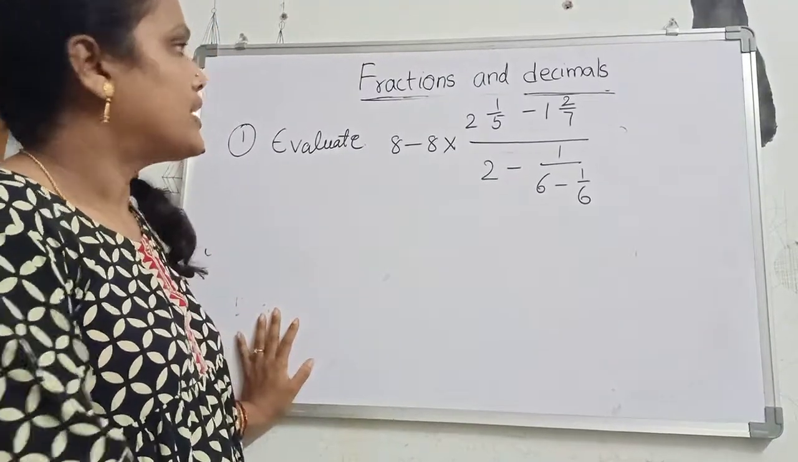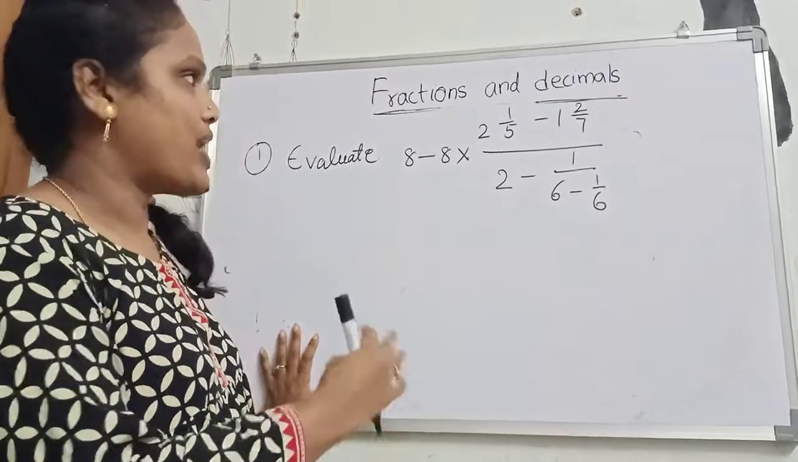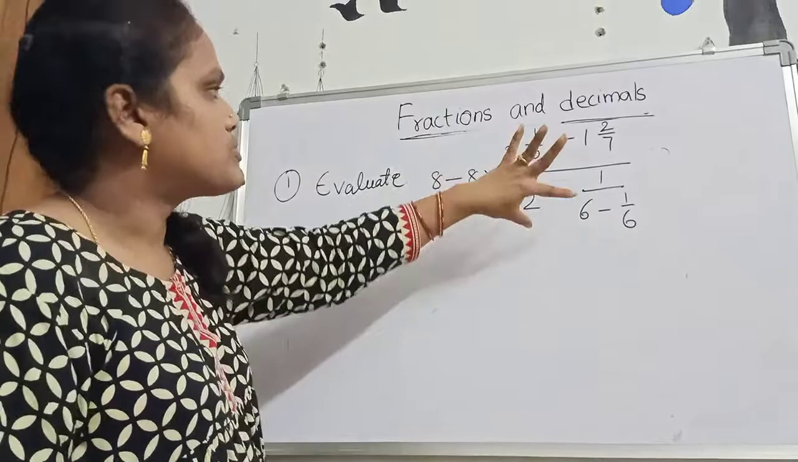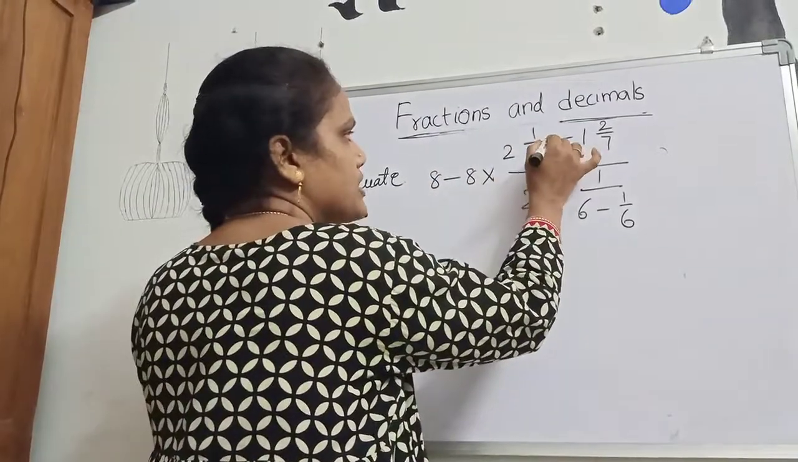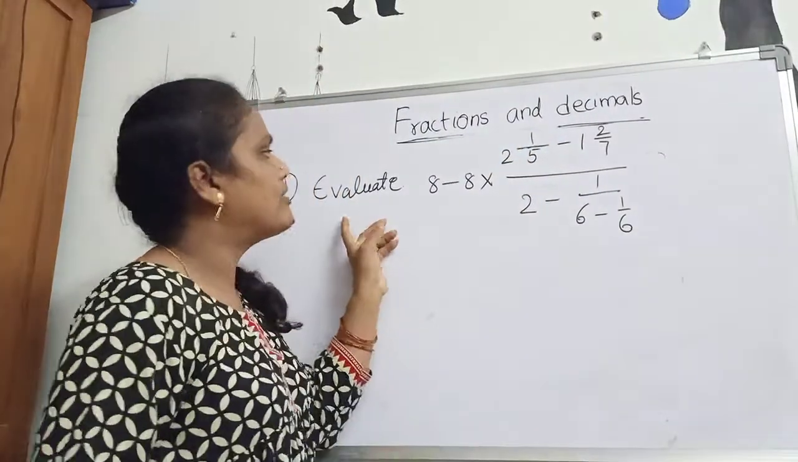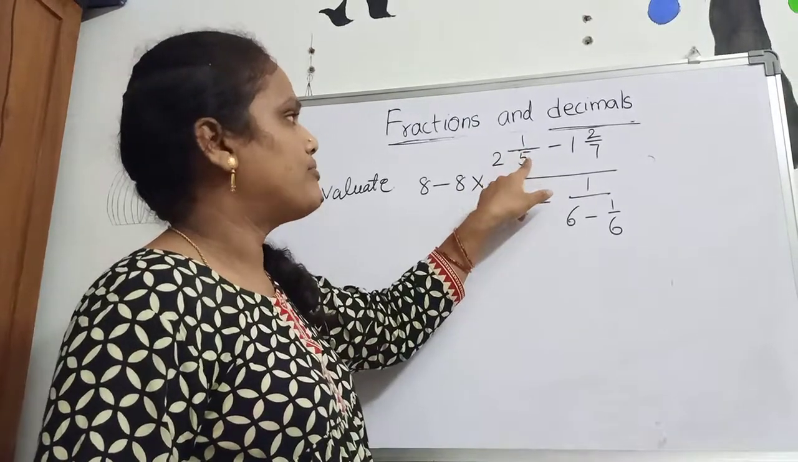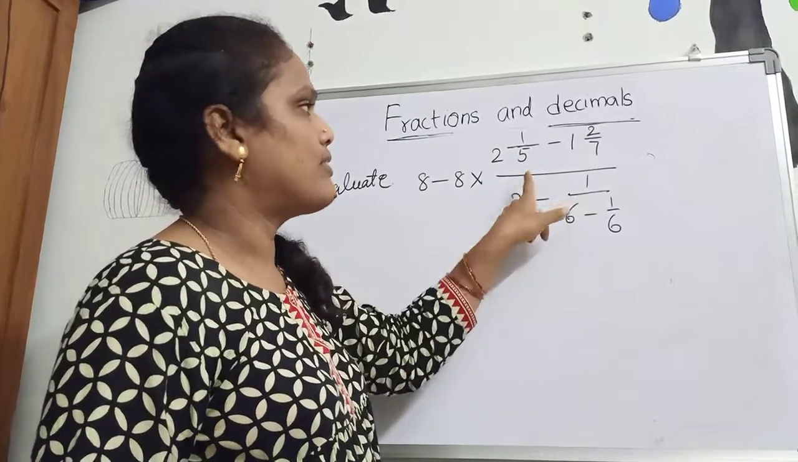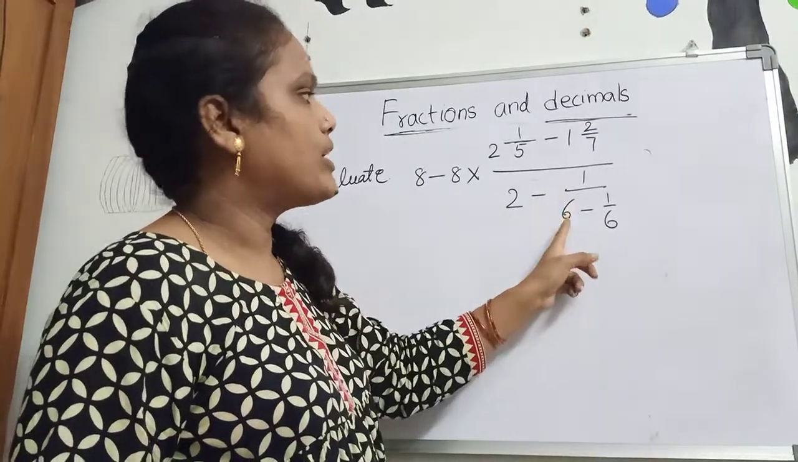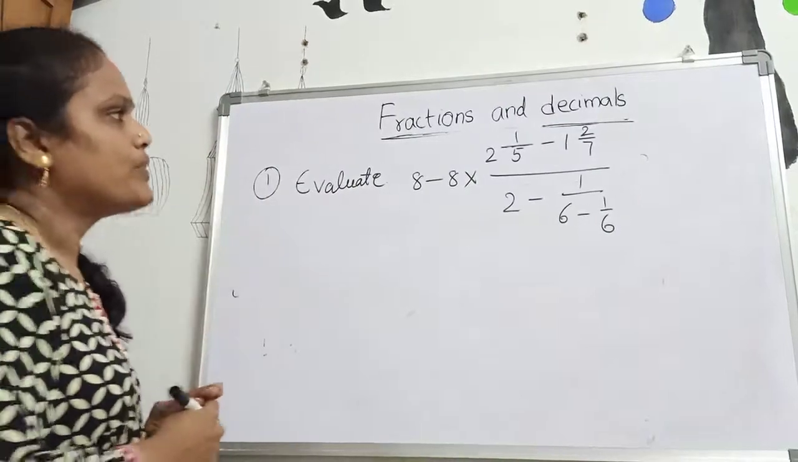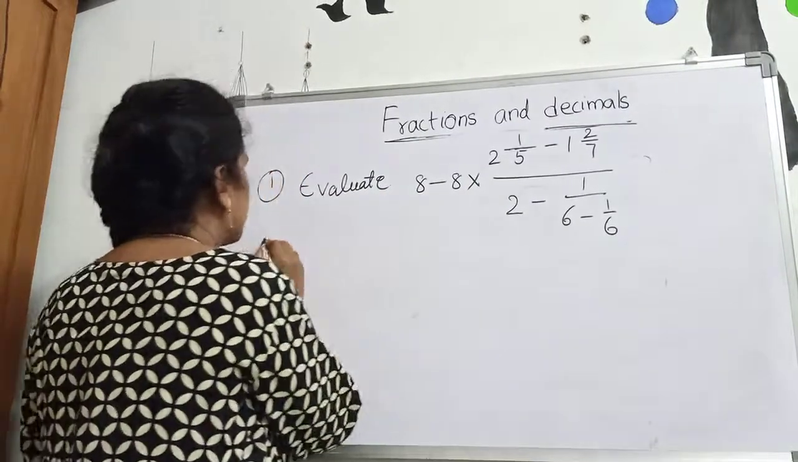Okay, let us solve some problems in this topic of fractions and decimals. This type of sums you will get in your exams. These are very important sums. Evaluate 8 minus 8 into (2 1/5 minus 1 2/7) by (2 minus 1/(1 6/1 minus 6)). This type of sum you will get in many ways. So how do we solve it? Let us solve this problem.